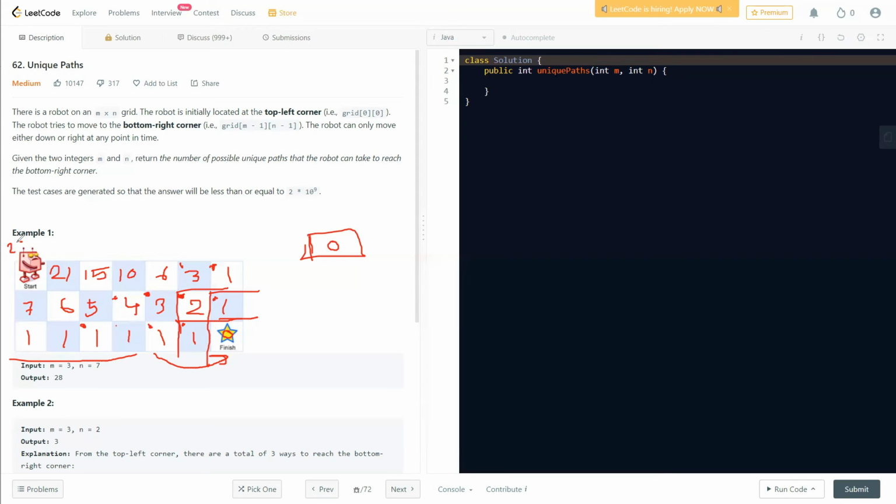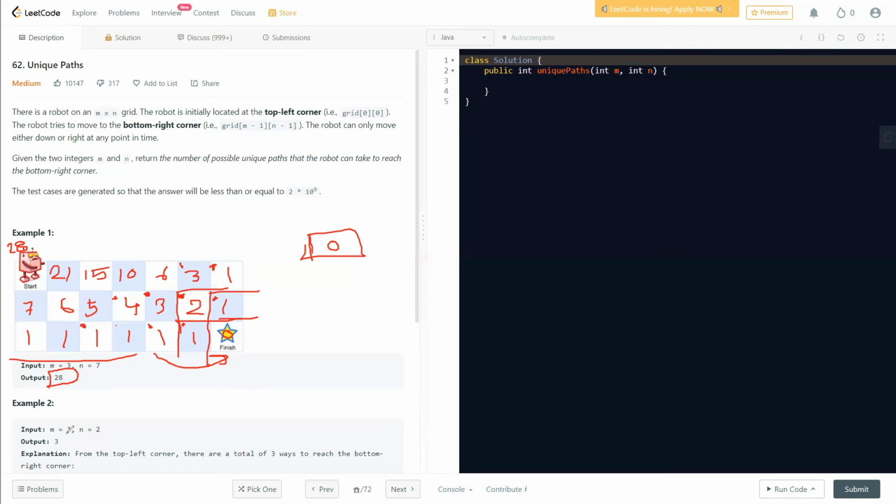So you find 28 being the total number of ways we need to reach from 0, 0 till m minus 1, n minus 1. And that's our ultimate answer. So that's how the exact concept behind this question works, and that's how we actually reach the end and find a solution to the whole concept.